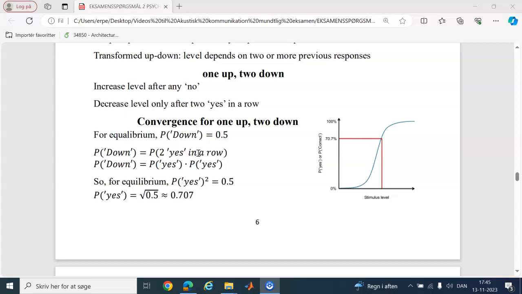So the convergence for 1 up, 2 down: P down is 1/2, and P down is the same as the probability of 2 yeses in a row. That means P down is the square of P yes. Then P yes must be the square root of 1/2. So the probability of a yes is the square root of 1/2, which is almost 0.7.